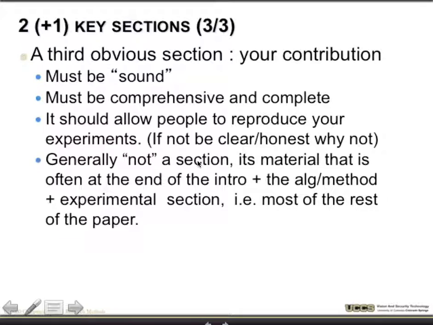As I said, in some fields this really is a section all by itself. It's generally not a section in computer science. It's often material that's at the end of the introduction, where you might have a short summary of the contributions that tells you what they are, and then you have to look for the contributions in the algorithm section, the experimental section, and most of the rest of the paper will have all those things.